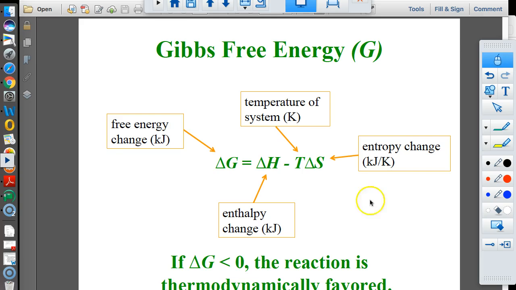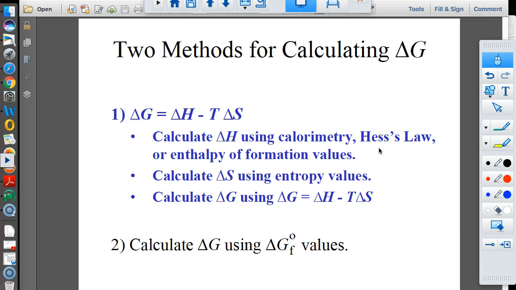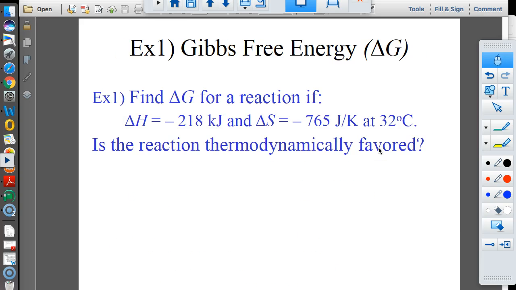All right. So you had to do some of these in your homework. And again, Gibbs free energy is the amount of work that can be done. So there's that. So why don't you go ahead and give this one a try? You should feel comfortable at least attempting it, right? And then we'll go over it. Is this reaction thermodynamically favored?